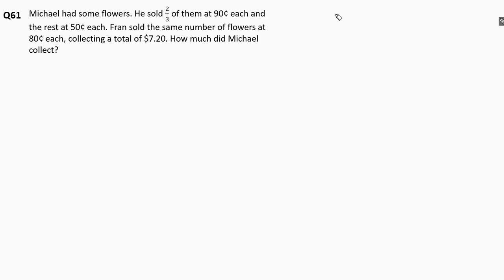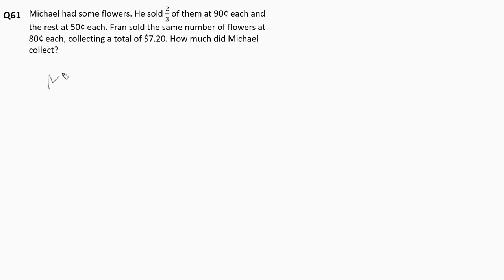So, right, we've got Michael had some flowers and he sold two-thirds of them at 90 cents each and the rest at 50 cents each. We can start here if we like. We can just draw a model of this.